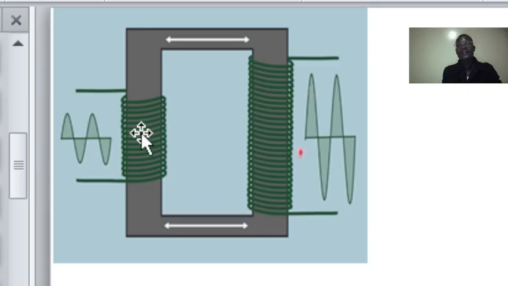Now, when it is passed through a solenoid, then we are able to step it up. And the principle of stepping up means that the secondary coil is supposed to have a high number of turns as compared to the primary coil. Now, as you can see, our output here is amplified. The amplitude is higher as compared to the input.